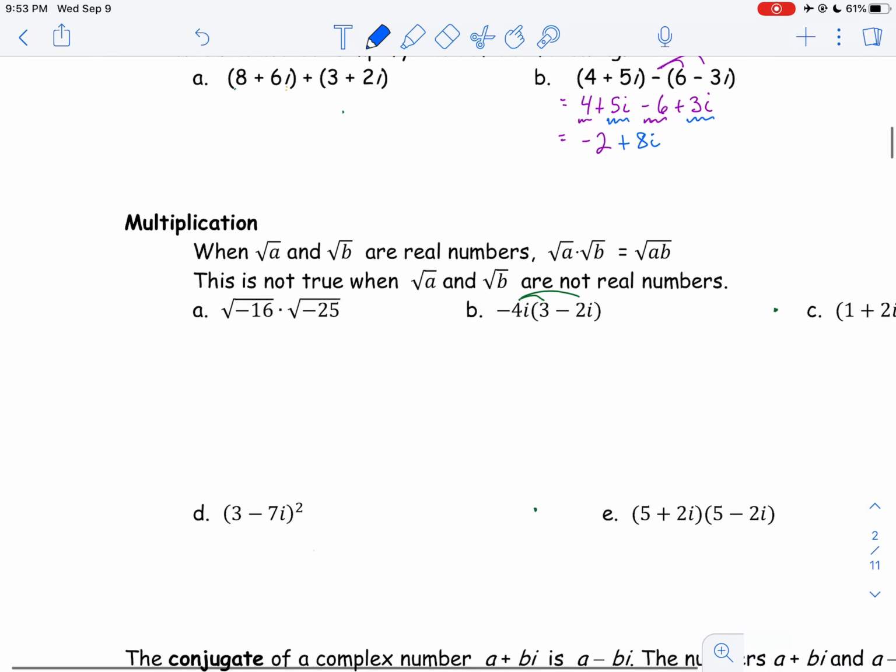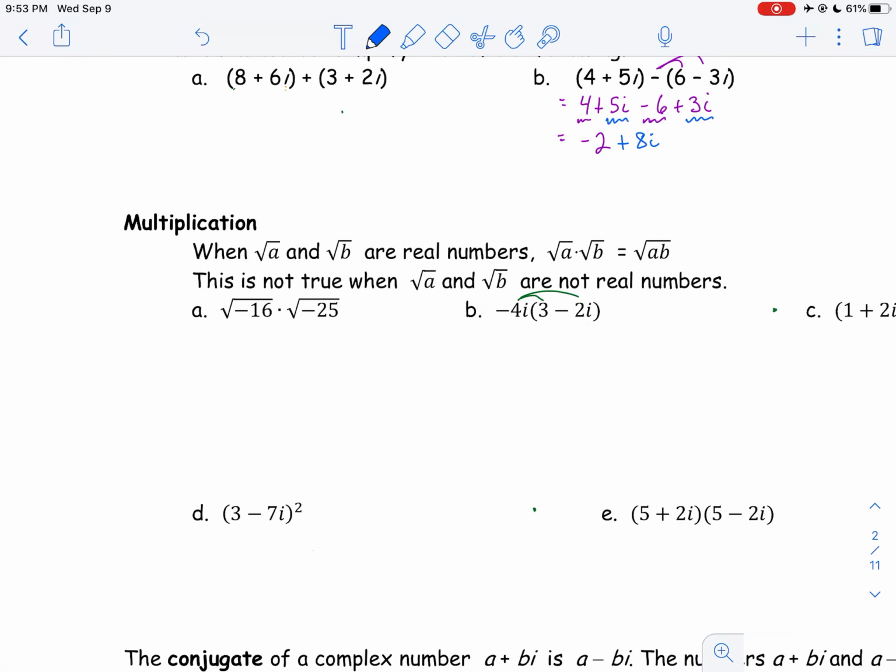Let's take a look at multiplication. Normally when we multiply two square roots, we can just multiply them together, as you see here. However, this isn't true when the square root of a and square root of b are not real numbers. When they're imaginary, we have to deal with the i separately. And so that's just what we're going to do here.